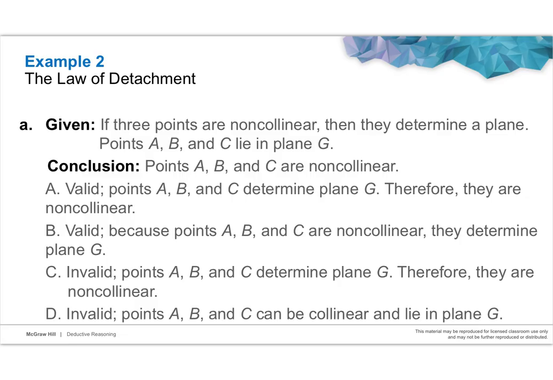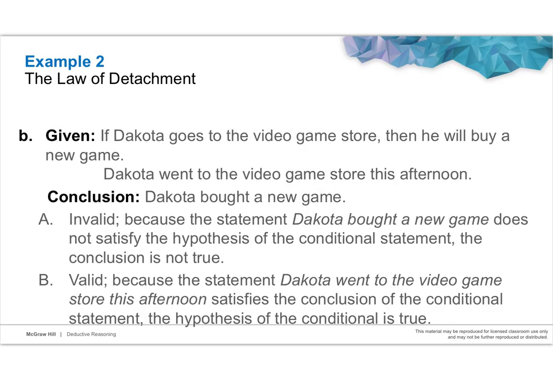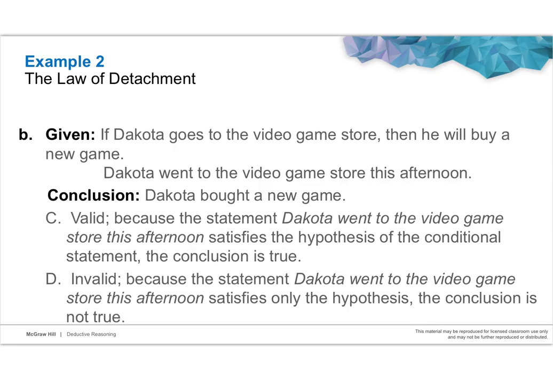And then our next statement. Given: if Dakota goes to the video game store, then he will buy a new game. Dakota went to the video game store this afternoon. Conclusion: Dakota bought a new game. And again, we have choices of valid or invalid with accompanying logic.